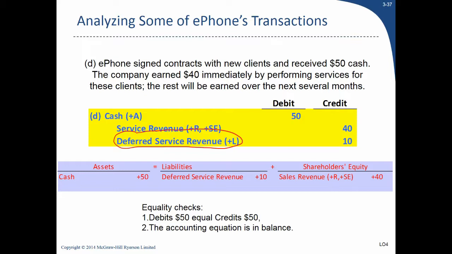Correct, yes. So the comment was the difference between the deferred revenue and an account receivable, they're opposites of each other. In the deferred revenue, you've received cash, but you haven't yet provided a service. In the account receivable, you provided a service or a good, but haven't yet received the cash.